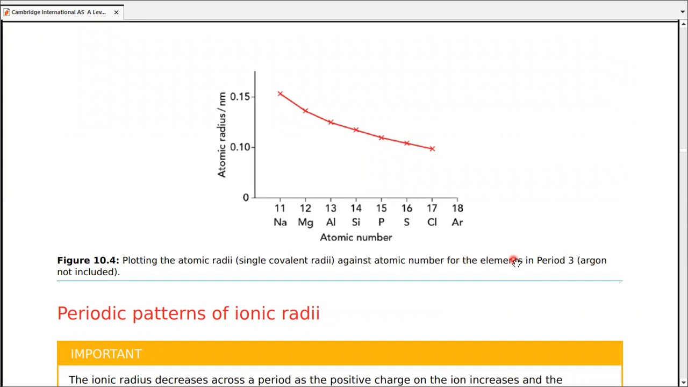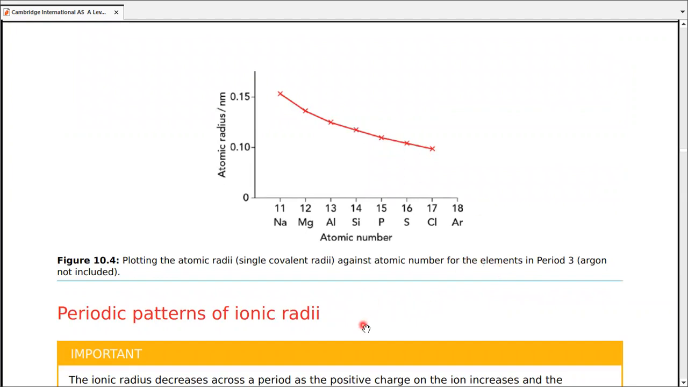Now, every time you look at a graph, be it period 2, 3, or period 4, not considering the transition elements, you're going to find a decreasing line in a similar way. So the atomic radius decreases from left to right in the periodic table.